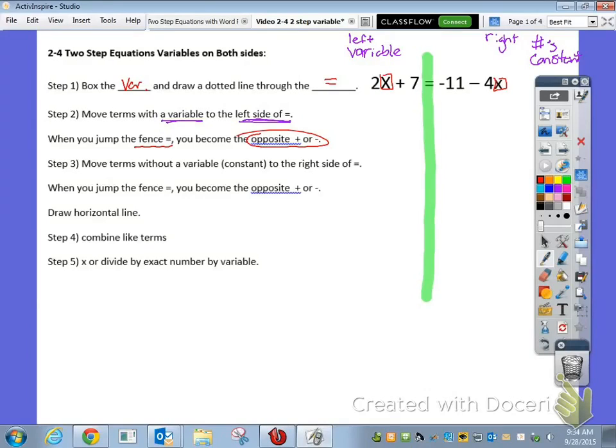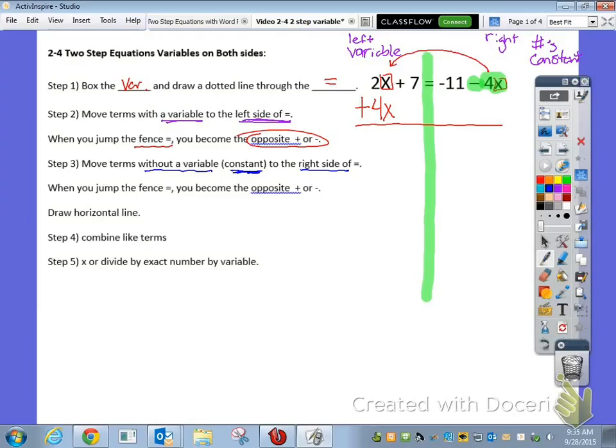So I want to move this variable, and it's a negative. When I move it to the other side, I'm going to jump the fence. And when I jump the fence, instead of being a negative, it's going to be a positive 4x. Okay, I'm going to draw my line right there. And then I'm going to move the terms without a variable, called constants, to the right side.